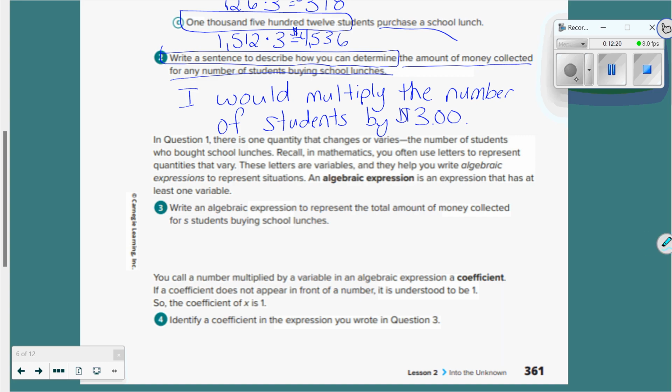First one, what we call an algebraic expression. Last class we talked about numeric expressions. We have two or more numbers put together with an operation. An algebraic expression is an expression that has at least one variable. So as we throw the variable in, now we change it from a numeric expression to an algebraic expression. That variable does make a difference.